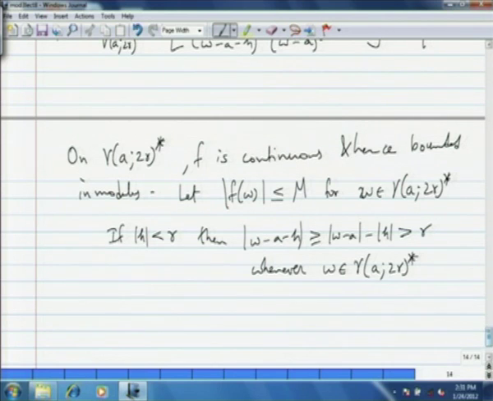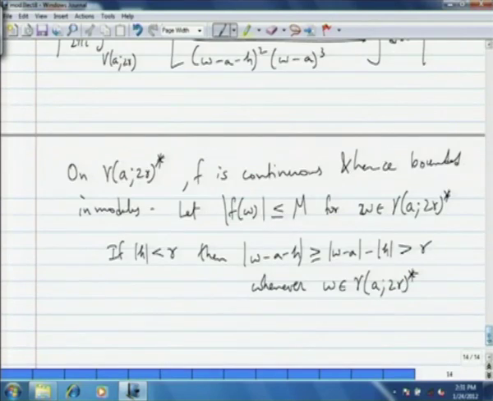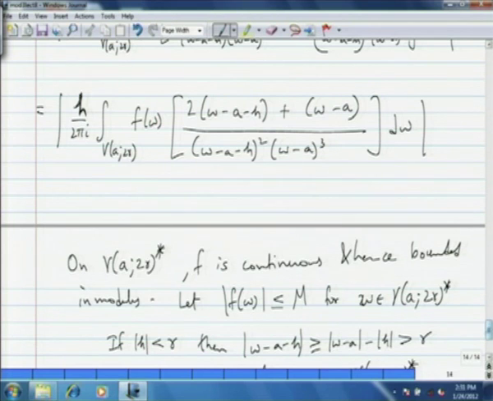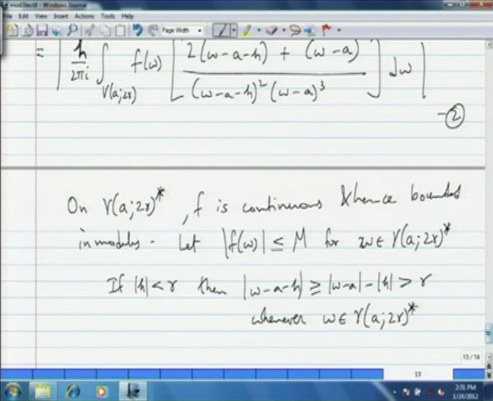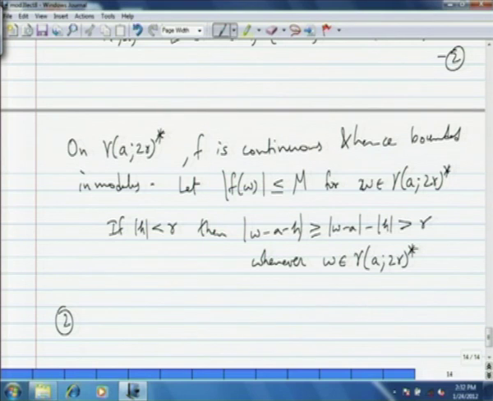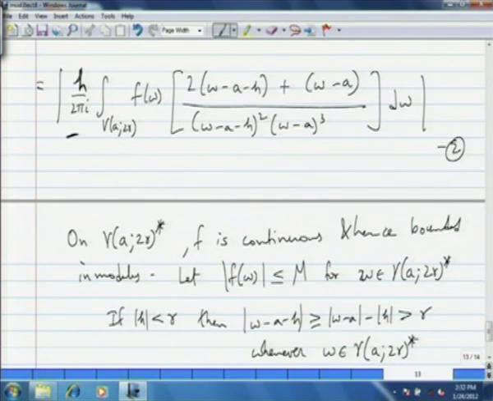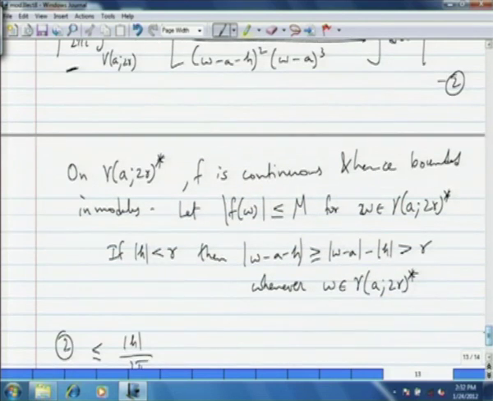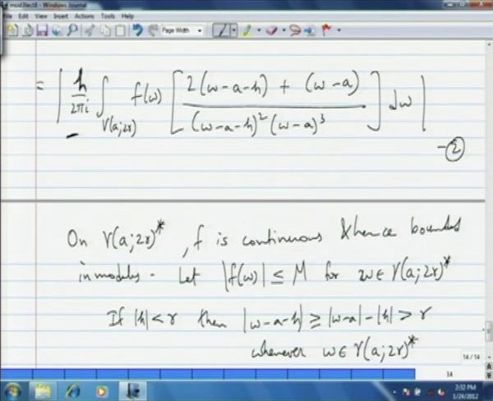And then what we can do is we can use all this to estimate what is within this modulus. So, let me call this expression 2. The expression within the modulus is less than or equal to modulus of h divided by 2 pi. So, that is what is in the front. And then the modulus of f of w is less than or equal to M. So, I have an M here. And then the modulus of 2 times (w minus a minus h) plus (w minus a).